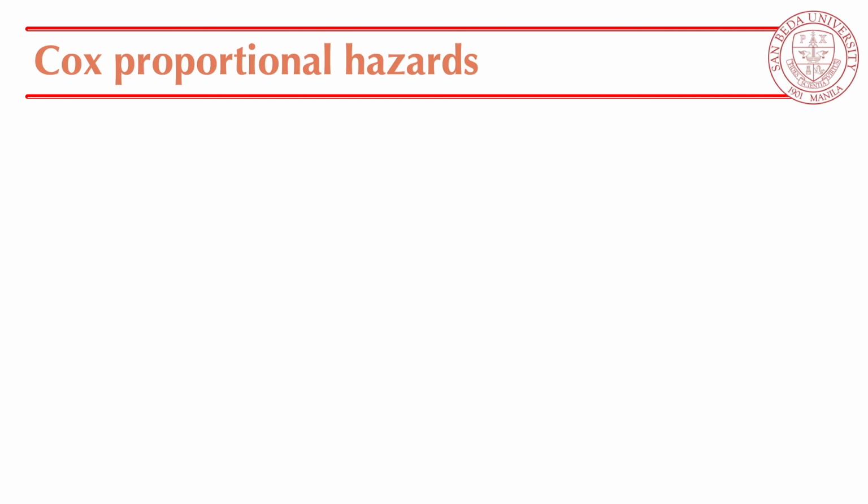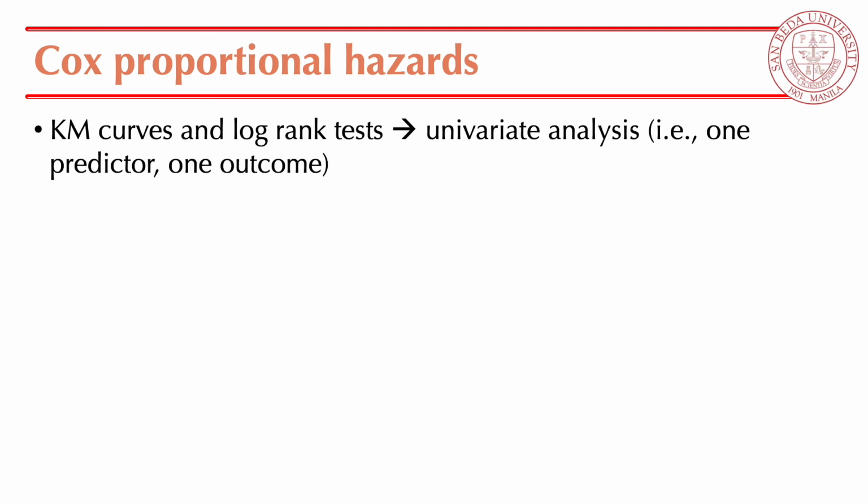Now, another term you should be familiar with is the Cox proportional hazards. So far, we have been dealing with the Kaplan-Meier curves, and we just finished discussing the log rank test. Now, basically, the kind of analysis done by both of these tests is what is referred to as univariate analysis, meaning there's only one predictor or independent variable predicting an outcome.